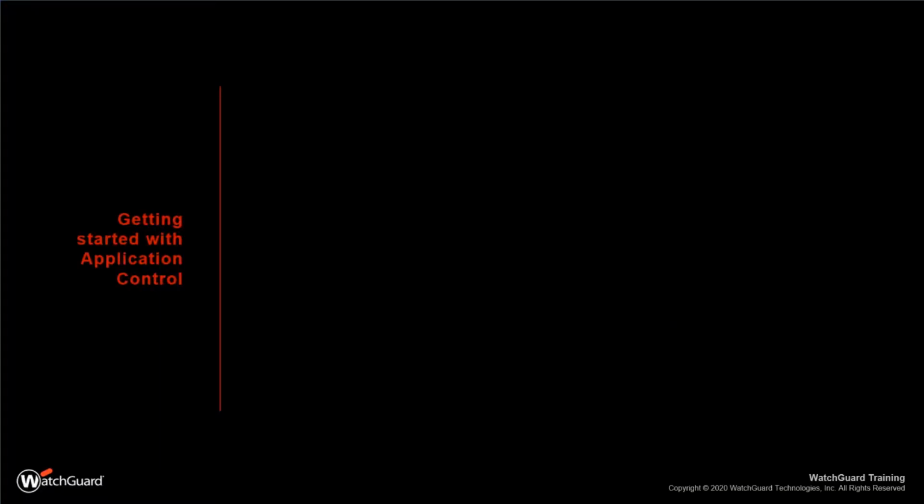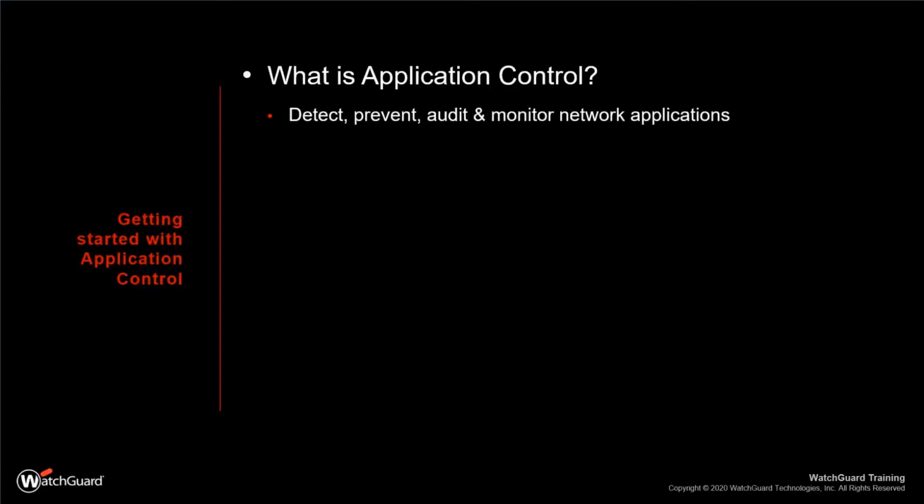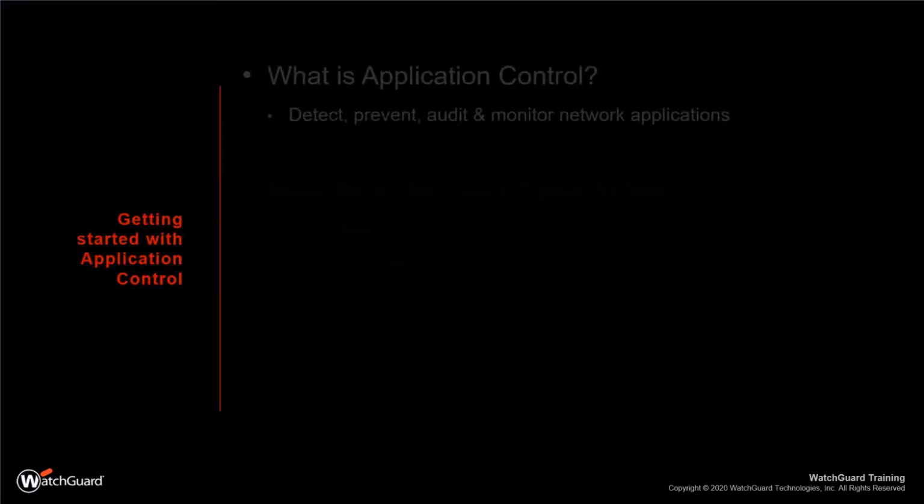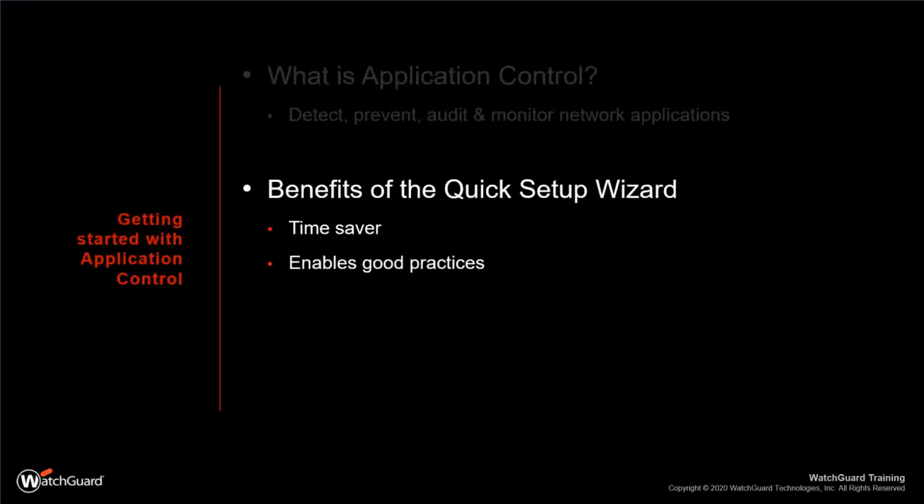In this brief tutorial, we're going to take a look at how to get started with application control. So what are we talking about? It's a subscription service that enables you to monitor and control the use of applications on your network. We will focus on the relevance of using the quick setup wizard in terms of both getting the service running quicker and getting in place good security practices by restricting the use of most common suspicious and unwanted applications.